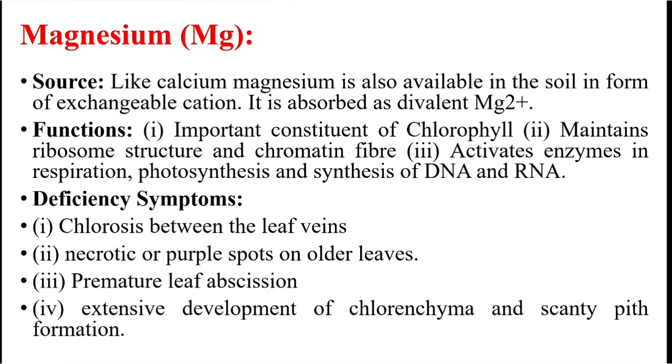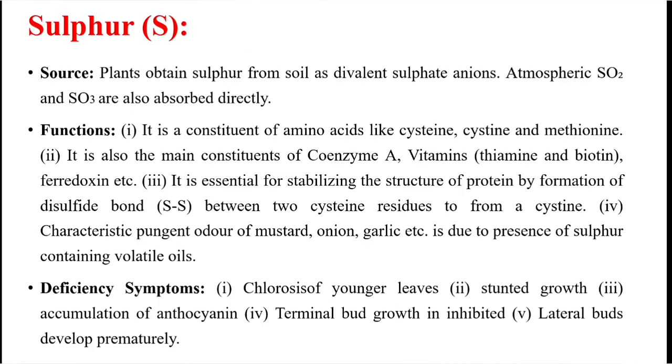Then important functions: it is an important constituent of chlorophyll, maintains ribosome structure and chromatin fiber, activates enzymes in respiration, photosynthesis and synthesis of DNA as well as RNA. Deficiency symptoms include chlorosis between leaf veins, necrotic or purple spots on older leaves, premature leaf abscission, extensive development of chlorenchyma and scanty pith formation.